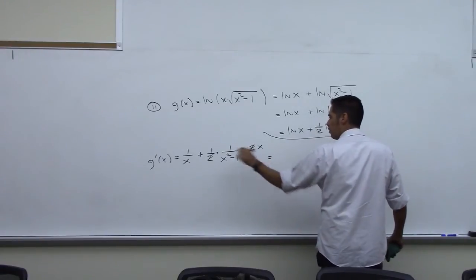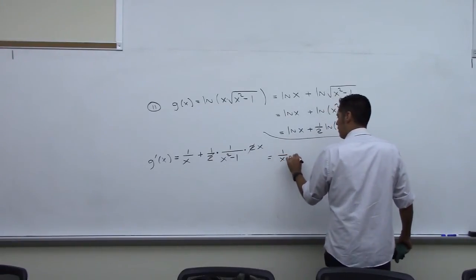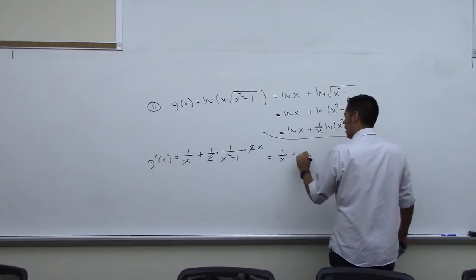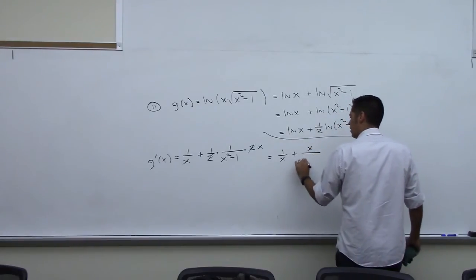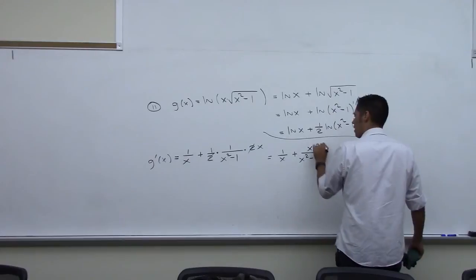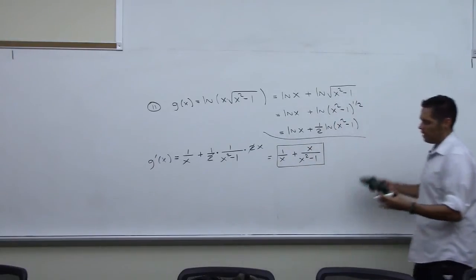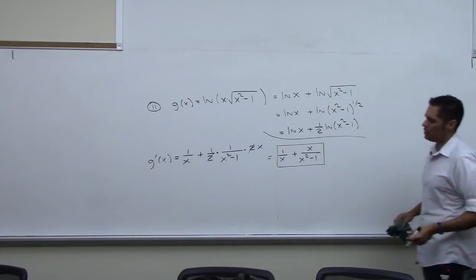So I can rewrite that as separated here. This is equal to 1 over x out front plus, I had an x on top, I have x squared minus 1 on the bottom. And that's probably good enough. I could get a common denominator, but I'm just going to leave it like that.